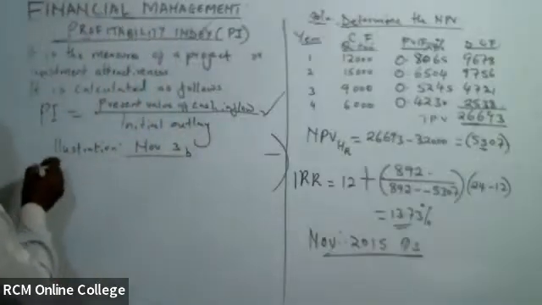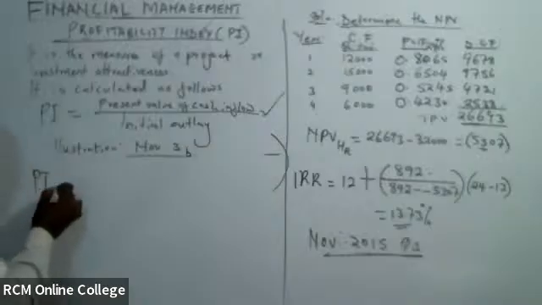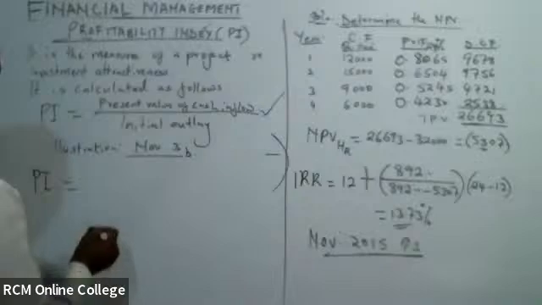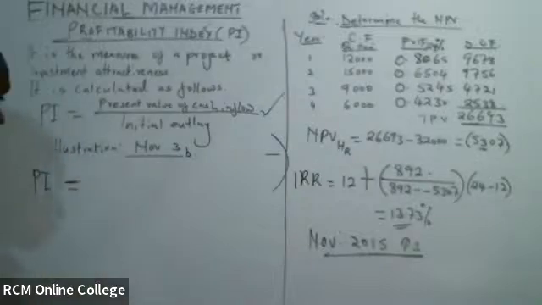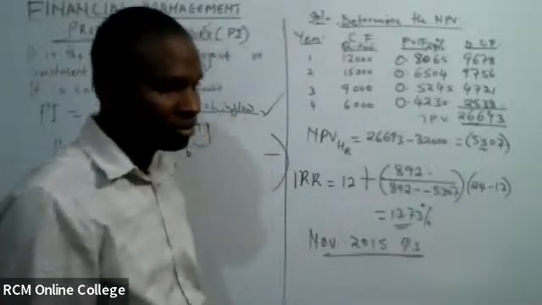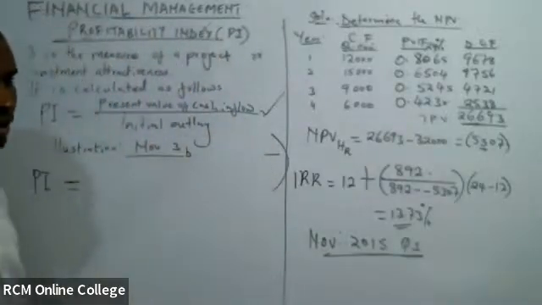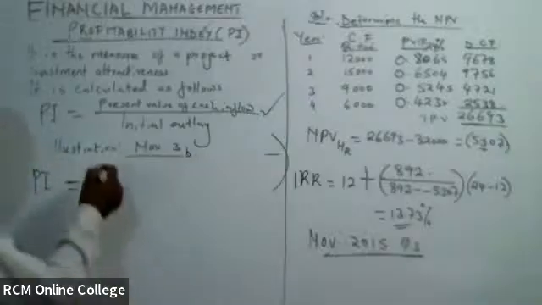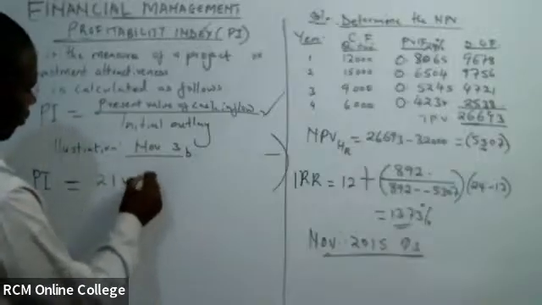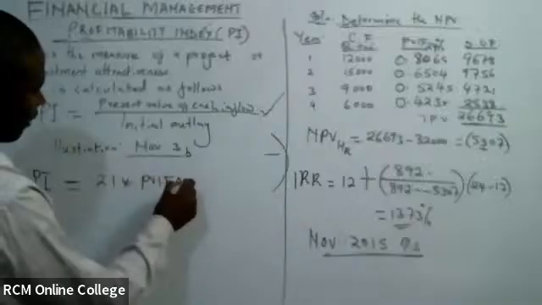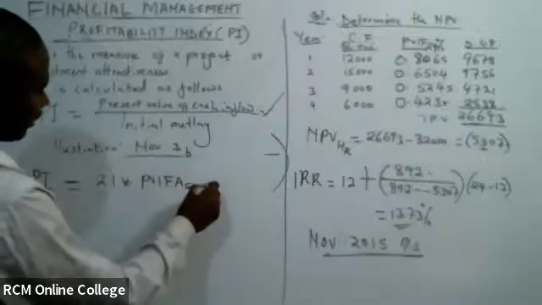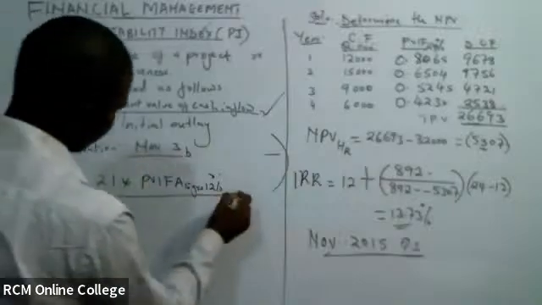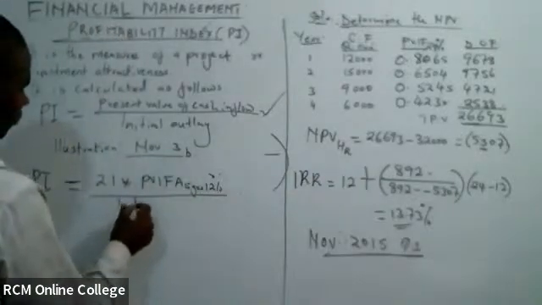So let's use the PI to solve that. PI is equal to the present value of our cash inflow. Now, I want somebody to tell me, which type of cash flow do we have, the 21 million here? Is it regular or irregular, uniform or non-uniform? It is a regular cash flow, therefore we discount using PVFA, 5 years, 12%. Divide by the initial outlay.